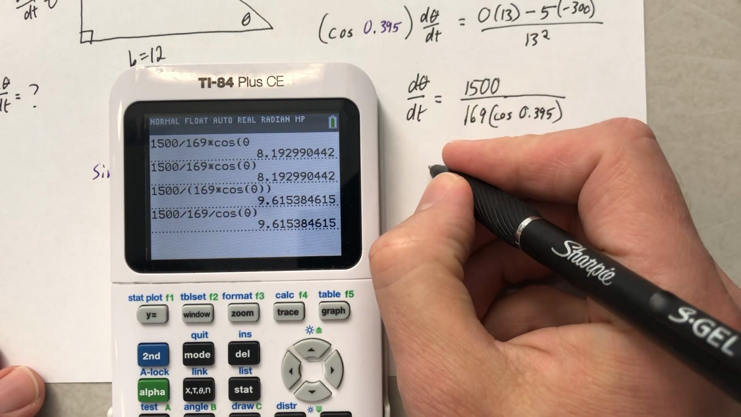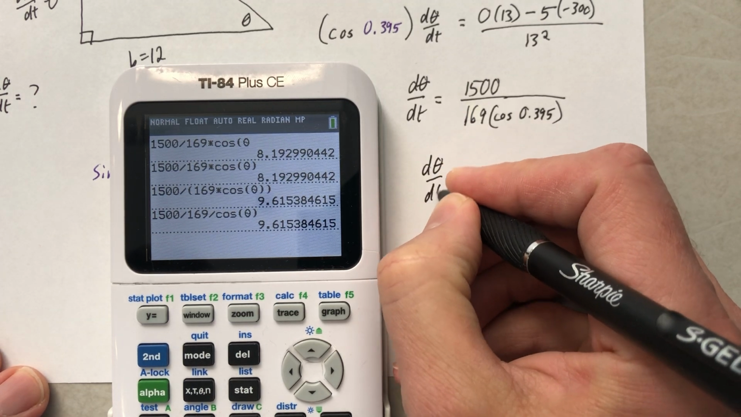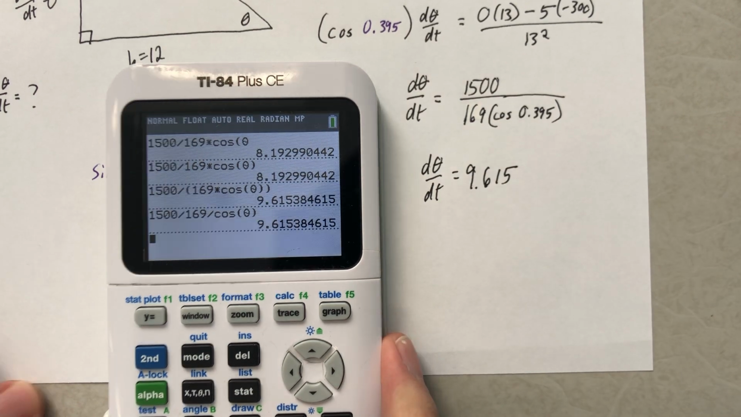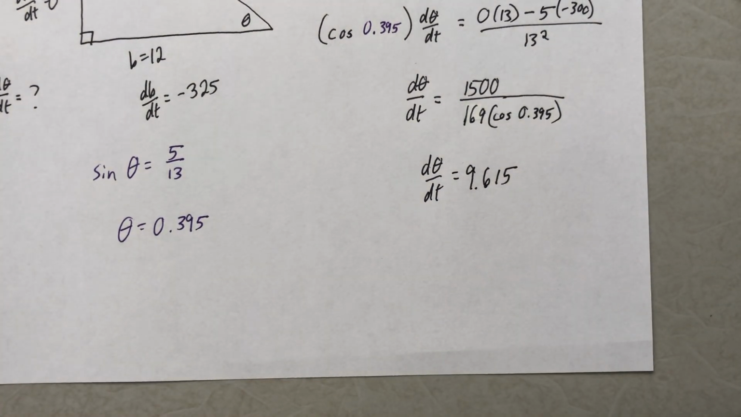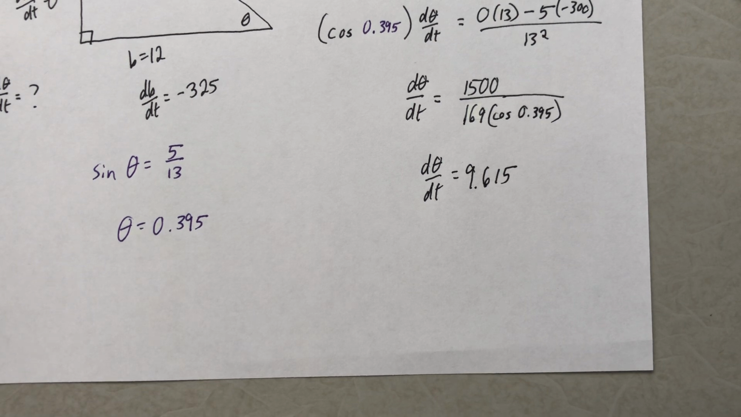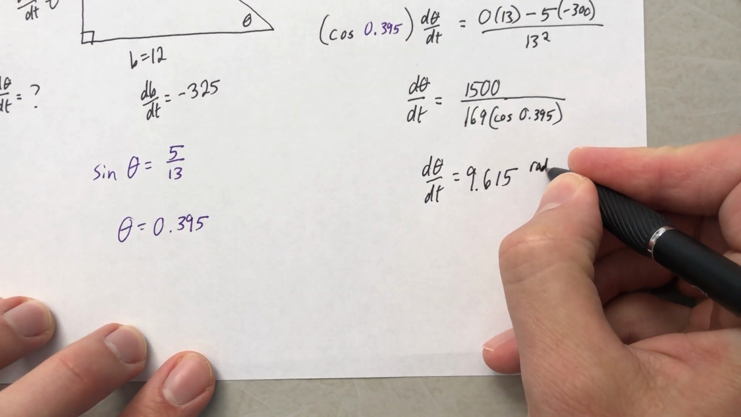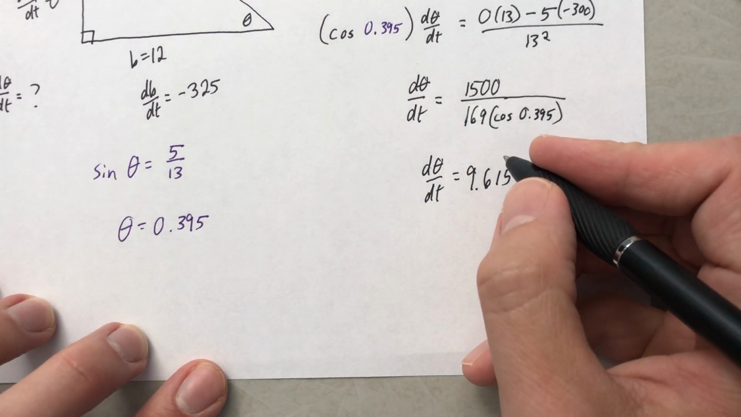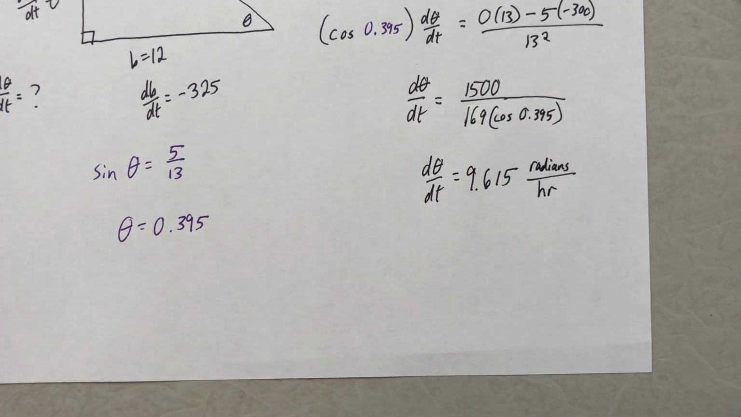So let's write it down. d theta dt equals 9.615. We can really round it off now. And if we want to put units, we are dealing with the rate of change of the angle, which is measured in radians, and it is per hour at that specific moment.